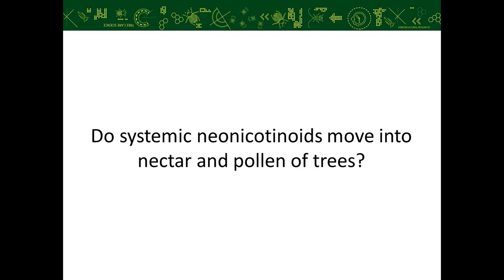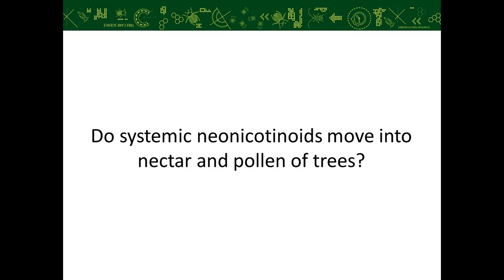One of those data gaps that I think needs to be addressed is you see a lot of information out there, but I don't think there's a lot of great research that's been done looking at systemic neonicotinoids that are applied using the rates, the application techniques, and the tools that we have in our industry to the larger trees that arborist practitioners typically treat. So do they move into the nectar and pollen from these types of applications that we're making? That still, to me, is an unknown.